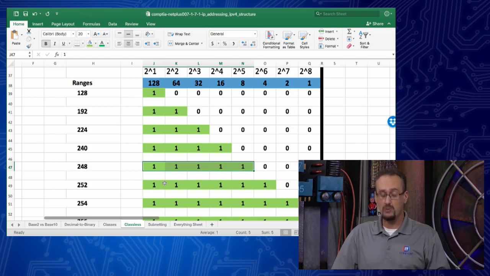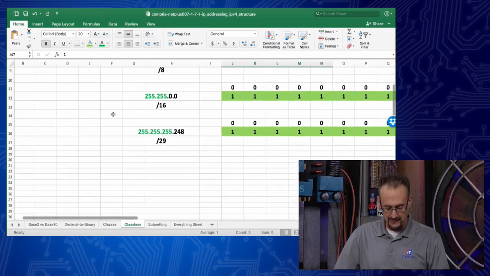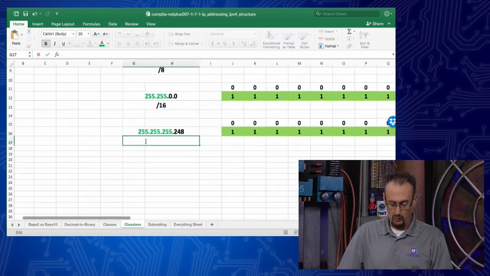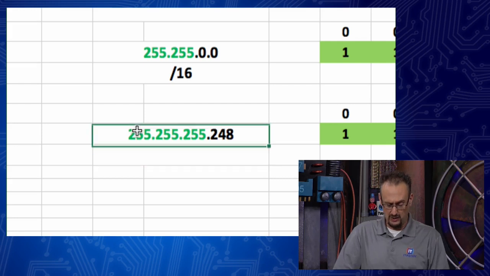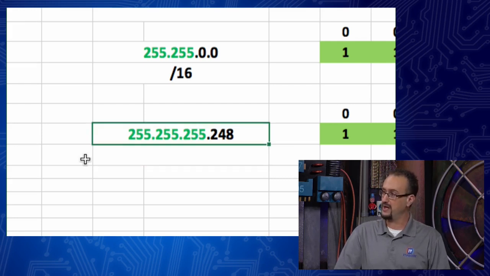Or it might be the other way. They might give you something like this where they say, what's the CIDR notation for this subnet mask? All right, well, let's make it easy. I know I've got 24 1 bits right here, right? 255.255.255, 8 plus 8 plus 8. Now I just have to figure out what's a 248.